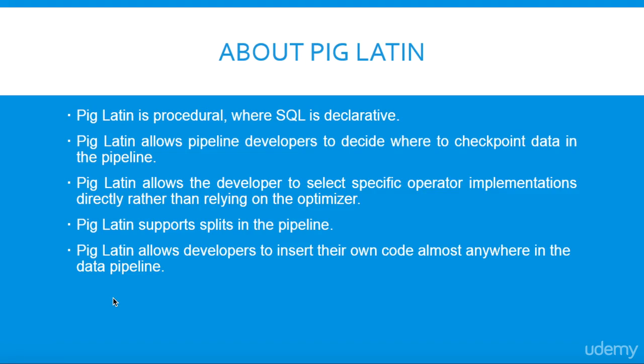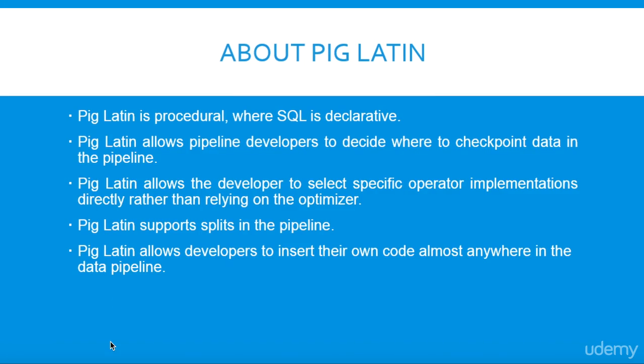Pig Latin allows pipeline developers to decide where to checkpoint data in the pipeline. Pig Latin allows the developer to select specific operator implementations directly rather than relying on the optimizer. Pig Latin supports splits in the pipeline. Pig Latin allows developers to insert their own code almost anywhere in the data pipeline. Pig Latin is procedural and SQL, on the other hand, is declarative.